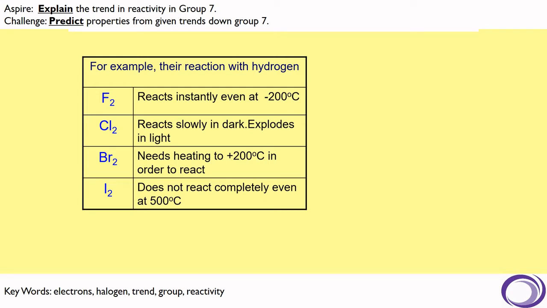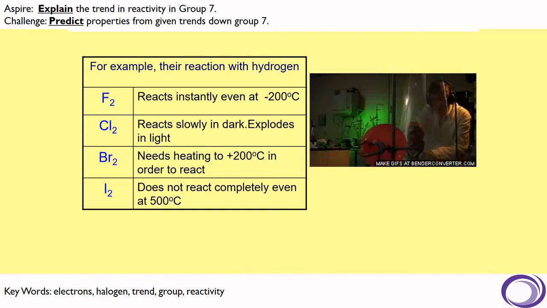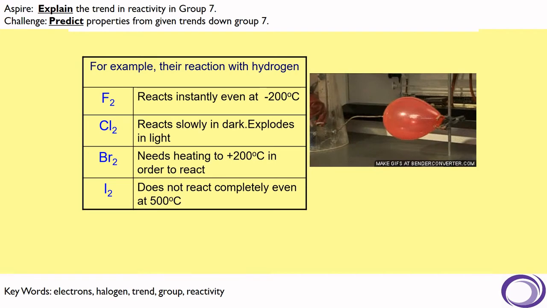If bromine is reacting with hydrogen, you actually need to heat it to around plus 200 degrees C in order for the reaction to even start. Whereas iodine, the least reactive, does not react completely, even if we raise the temperature of that reaction to 500 degrees C. So there are some quite drastic differences in how these elements react with hydrogen. So there's a little example where you can see it exploding.